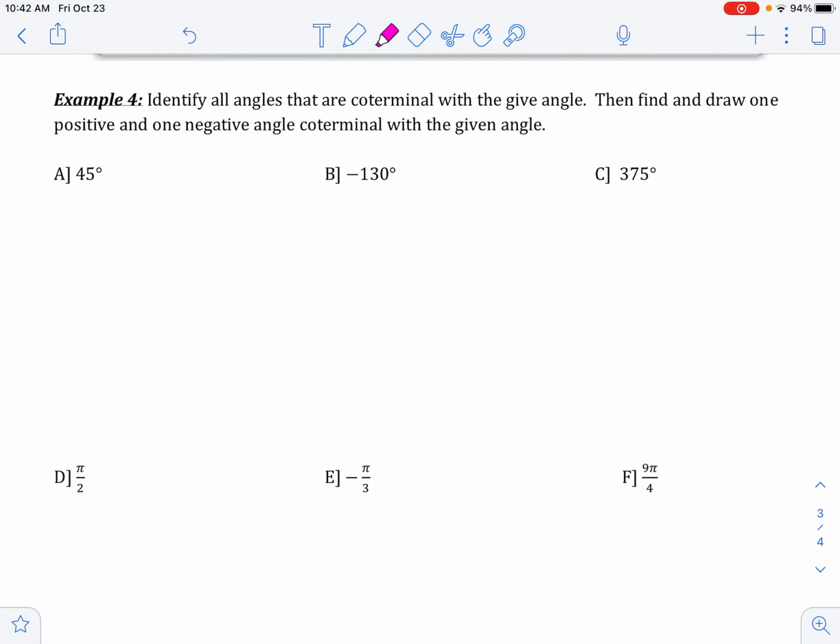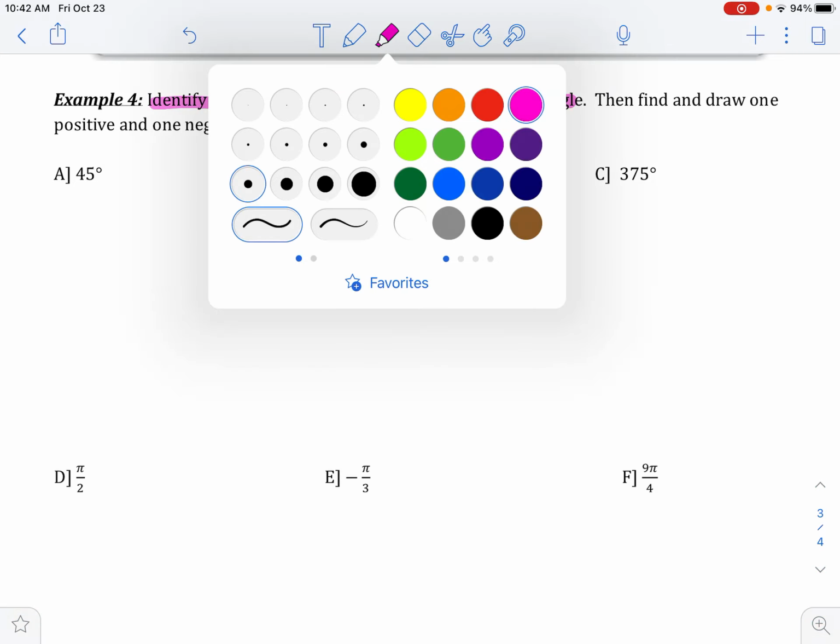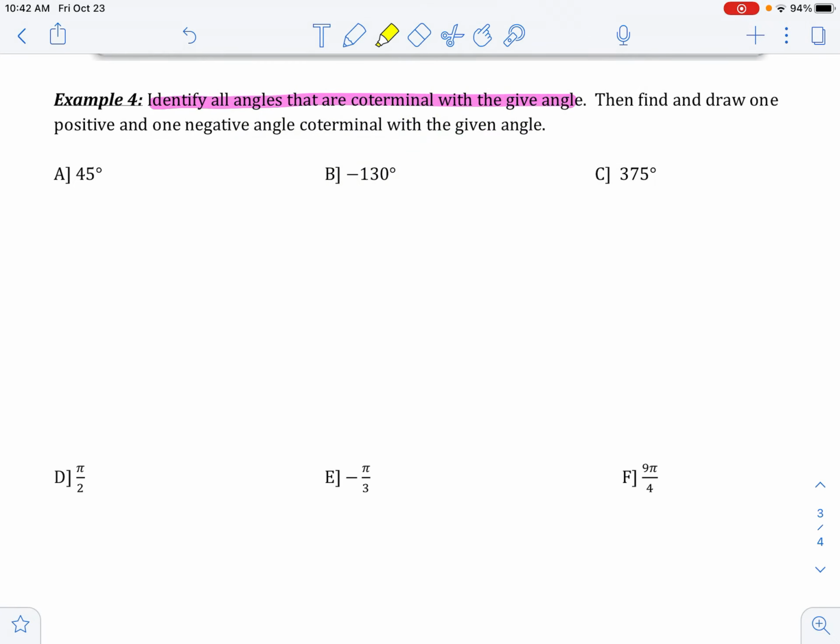So these directions say identify all angles that are coterminal with the given angle, then find and draw one positive and one negative angle coterminal with the given angle. The directions are kind of long here. So we're going to identify all angles that are coterminal with the given angle. I'll highlight that in pink in the first one. After I'm done, I'll find and draw one positive angle, and I'll highlight that in yellow when I'm done, and one negative angle. And I'll highlight that in green when I'm done so we know what's what.